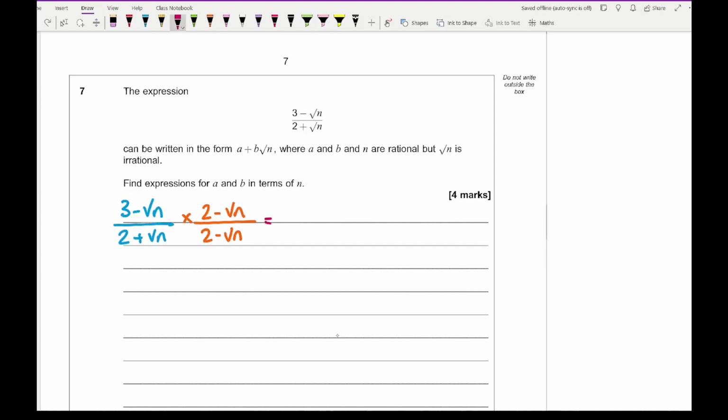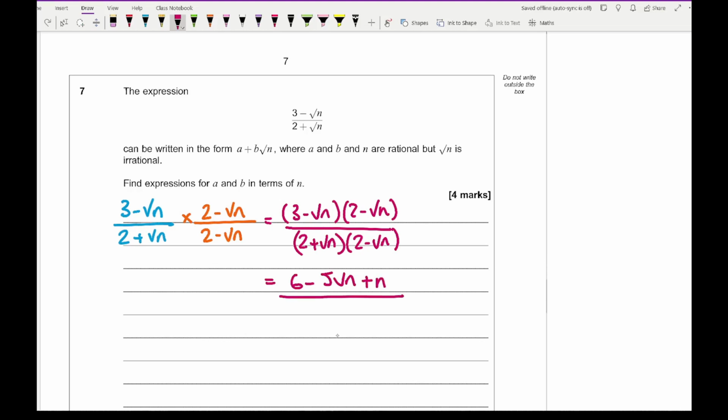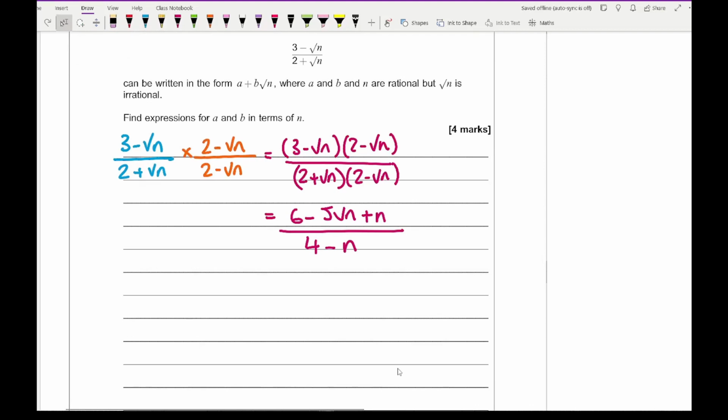Now that then becomes, if I just put in brackets, 3 minus root n times 2 minus root n over 2 plus root n times 2 minus root n. Then if I expand the brackets at the top, I'm going to get 6 minus 5 root n plus n, all over 4 minus n. Then from this, if I just rejig some of this around, if I write it as 6 plus n minus 5 root n over 4 minus n, I can write this as two separate fractions, so that then becomes 6 plus n over 4 minus n, minus 5 root n over 4 minus n.